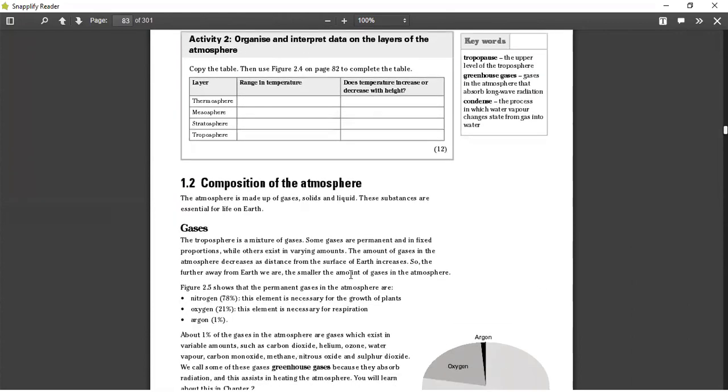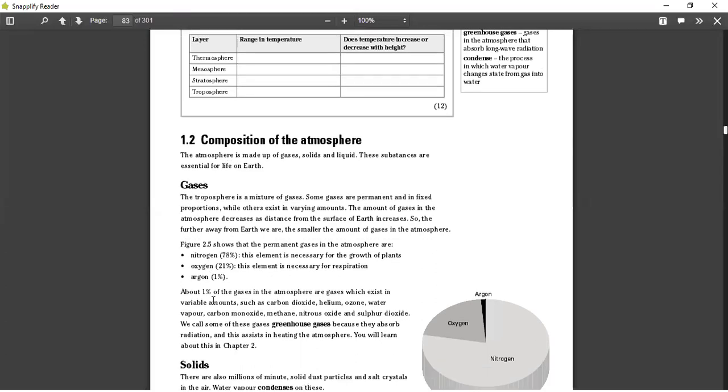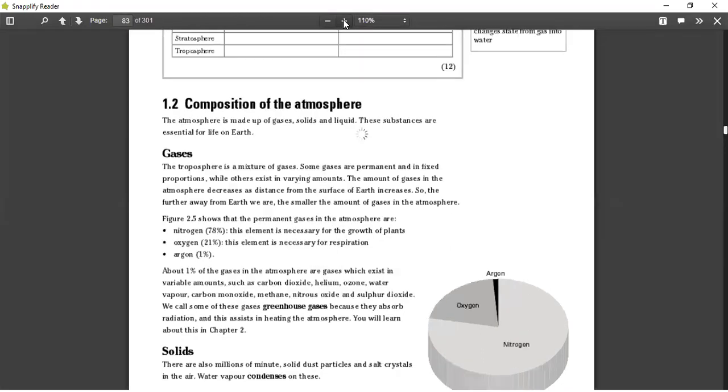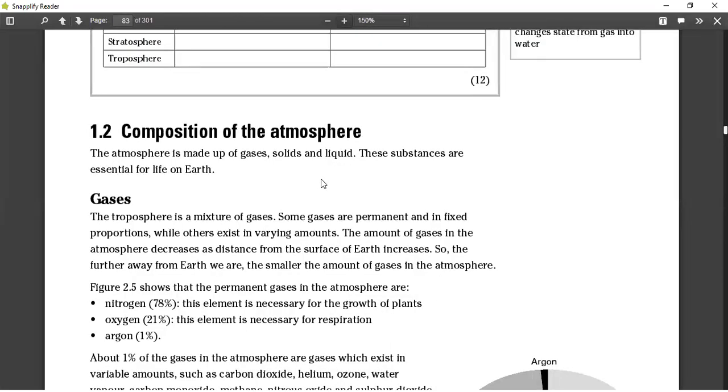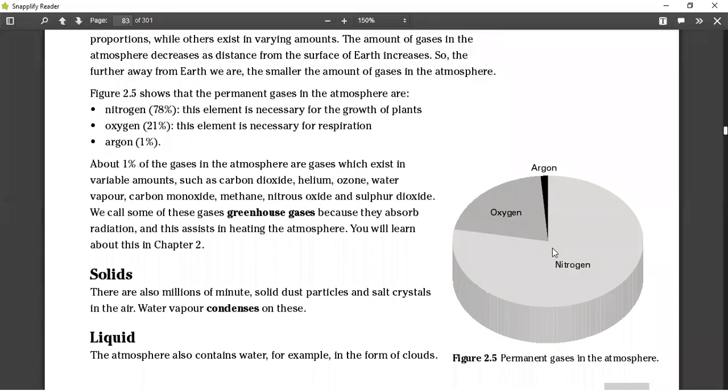All right. Composition of the atmosphere. The atmosphere is made up of gases, solids, and liquids. These substances are essential for life on Earth. Right? Gases, we have nitrogen, oxygen, and argon, and those are the percentages that make up the gases in the atmosphere. As you can see, there's a picture there. We have nitrogen, which is the most dominant gas in the atmosphere, and then we have oxygen and argon.